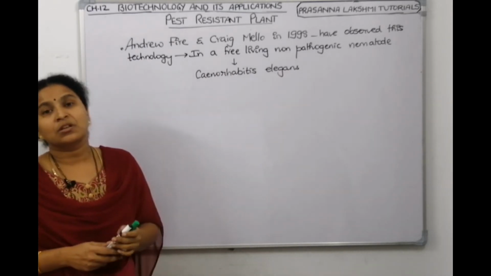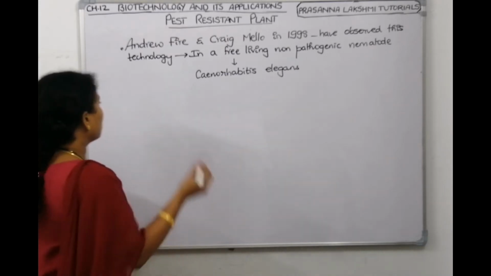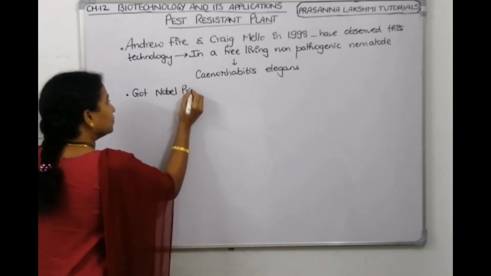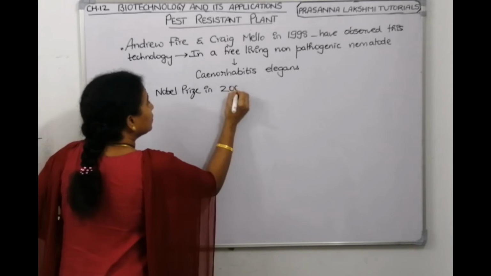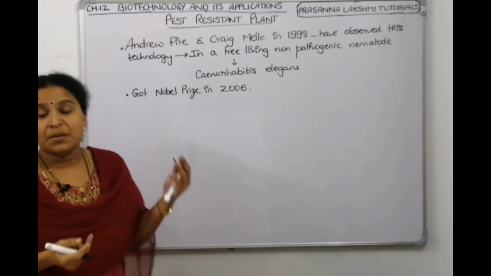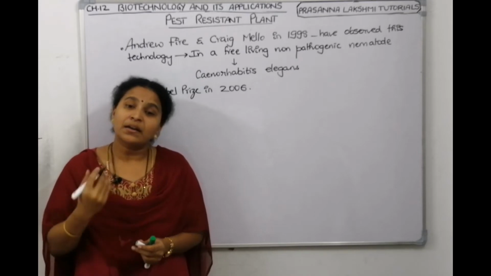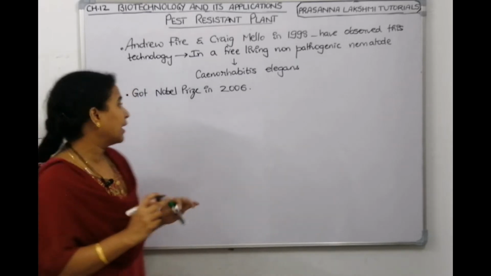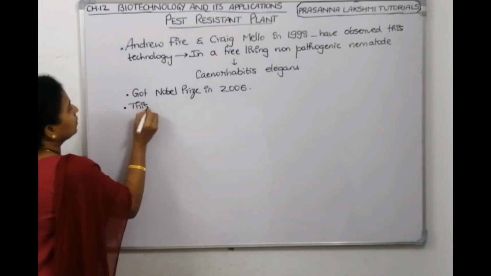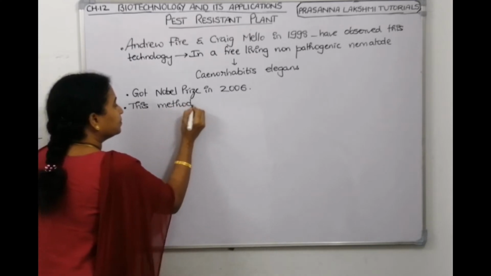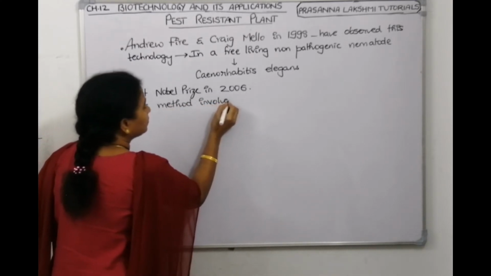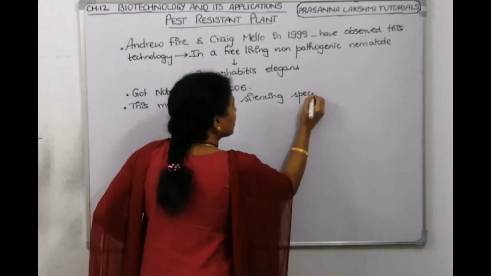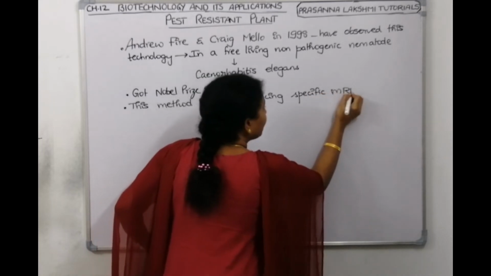For this observation, they were awarded the Nobel Prize in the year 2006, because it's an important discovery which helped us to prepare transgenic plants. Now, this method involves silencing a specific mRNA, right? So, what are we doing here?